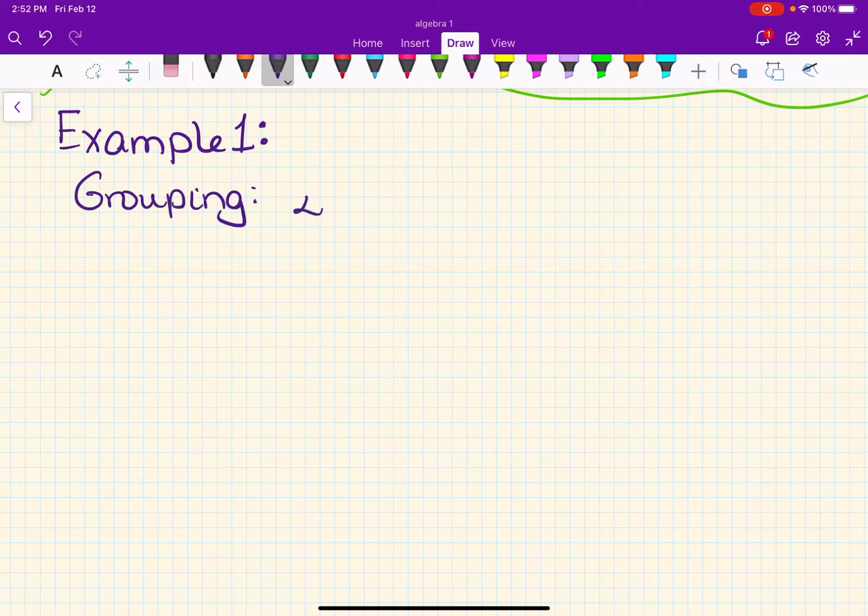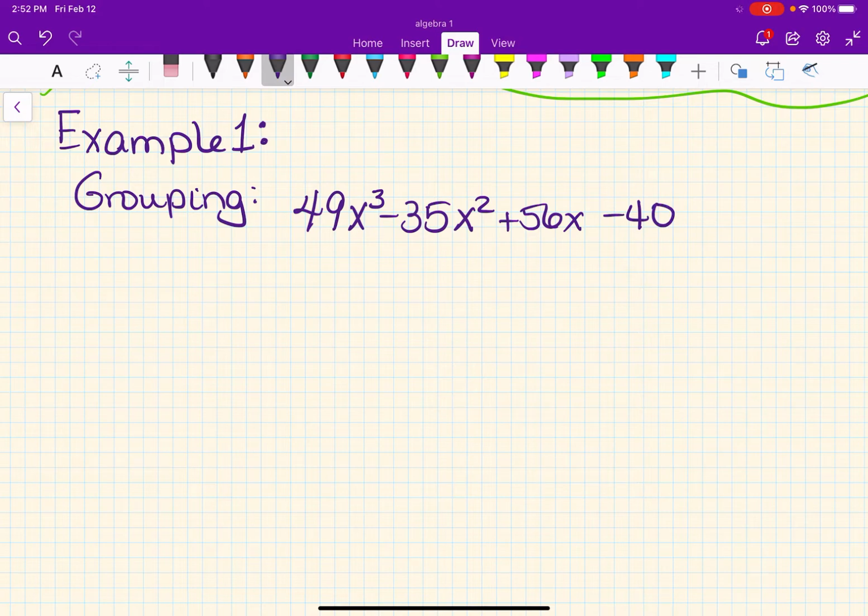Here's my problem. 49x to the third minus 35x squared plus 56x minus 40. As soon as I see it's not a trinomial, I don't need to worry about the magic x. If it's not a trinomial, we do not need to worry about the magic x. Somebody split the middle term for us. We already have a middle term. Here it is. So we can actually start.